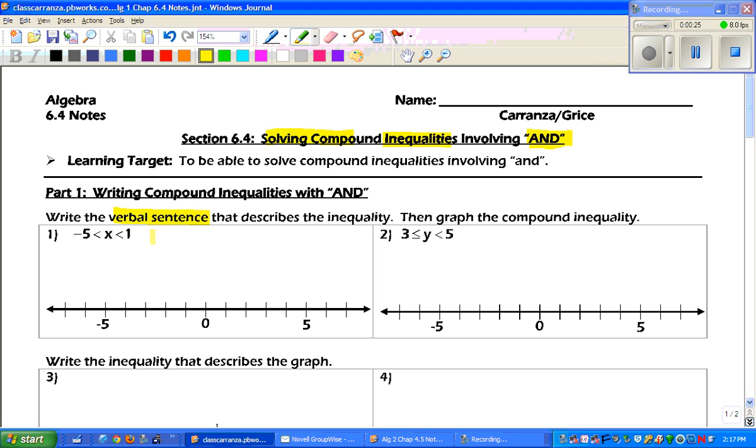Write the verbal sentence that describes the inequality, then graph the compound. Okay, so there's two different things that we're going to be doing here. First thing we have to do is to write a sentence. So before we write a sentence, we have to understand exactly what this thing is saying, because there are two inequalities in there. So what we're going to do is rewrite these to better understand them. We're going to put x first on both of them, and one of them will have the -5, and the other is going to have the 1.